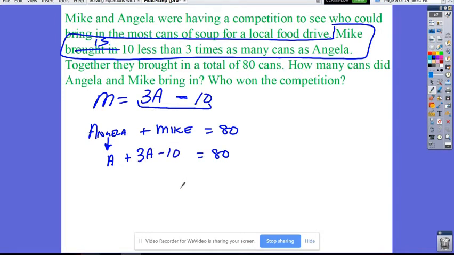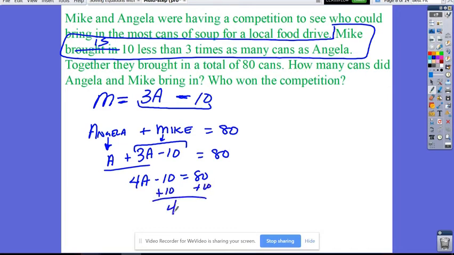Again, recapping. Mike is 10 less than 3 times Angela. So Mike is equal to that. Angela is A, Mike is M, but M is really that. So instead of M, we put that. So now I only have A's. A plus 3A is 4A, minus 10 equals 80. Plus 10, plus 10. 4A equals 90.